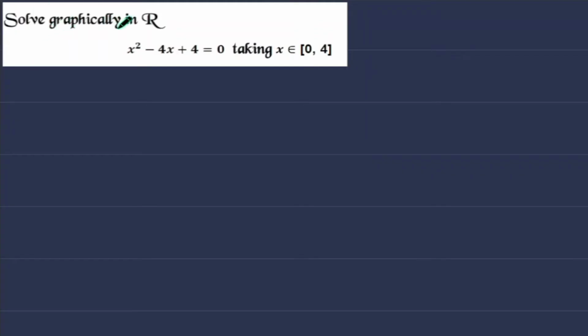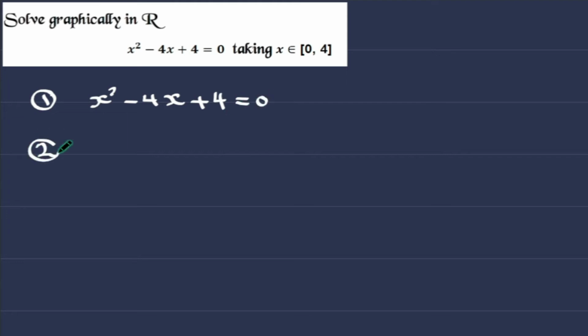In this example, solve graphically in R, x squared minus 4x plus 4 is equal to 0, taking x belongs to the closed interval 0 and 4. All right, let's revise the steps that we mentioned before. The first step is making the equation in the standard form. Is it in the standard form? Yeah, so it's already in the standard form.